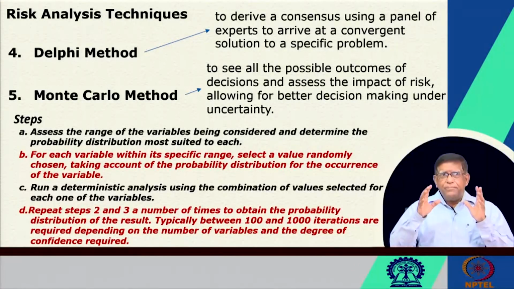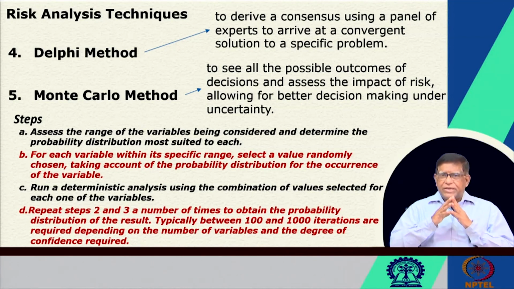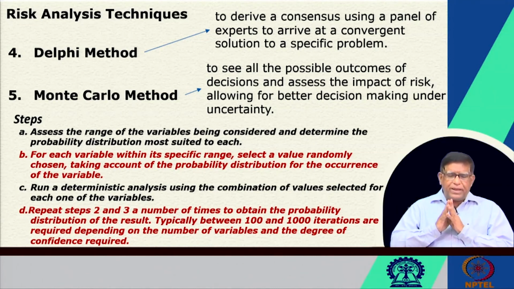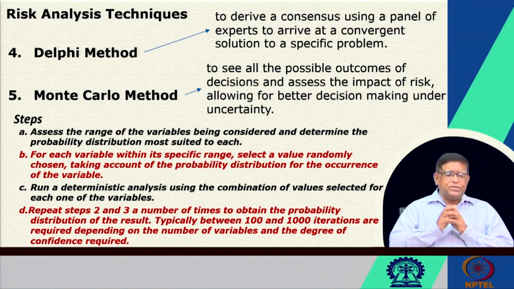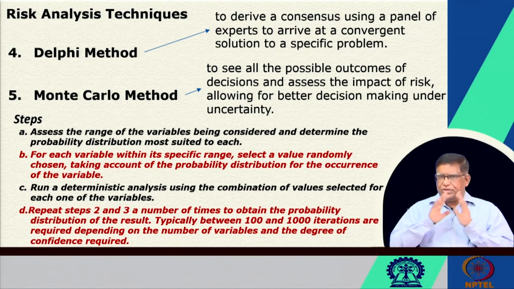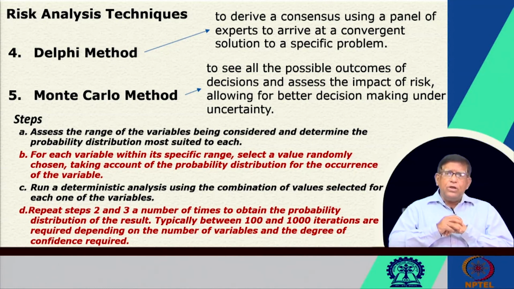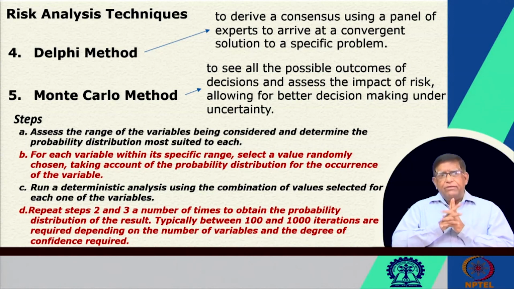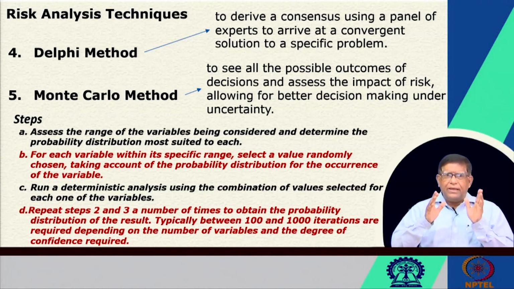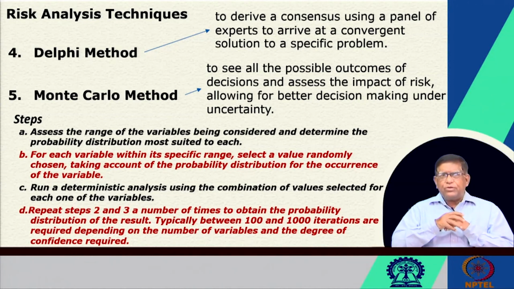In the Monte Carlo method, there are different steps they follow. First, they assess the range of the variables being considered and determine the probability distribution most suited to each. That is the first step. Then, for each variable within a specific range, they will select a value randomly, taking into account the probability distribution for the occurrences of that variable.